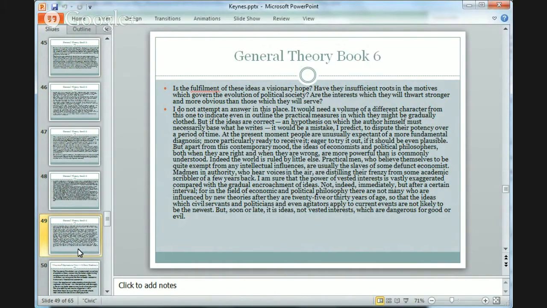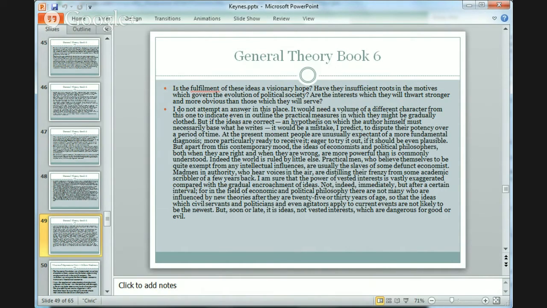And this is where he justifies what the government should do, what the central bank should do, and he's against the gold standard. He finds idle resources, resources which are not being invested continuously, to be bad for the economy, something wrong with human beings as such. So this is how he ends: I do not attempt an answer in this place. It would need a volume of a different character from this one to indicate, even in outline, the practical measures in which they might gradually be clothed.